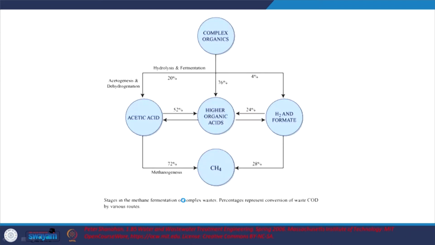I guess this is the one from the MIT source, but I just wanted to mention it because it is a relatively simpler figure. Complex organics to higher organics, hydrolysis and or fermentation, here they clubbed it, but note that there are two aspects. And then acetogenesis and dehydrogenation, as in you are going to sometimes have formation of hydrogen too, or use up of hydrogen too. So again, the key note is that we have acetic acid and also hydrogen.